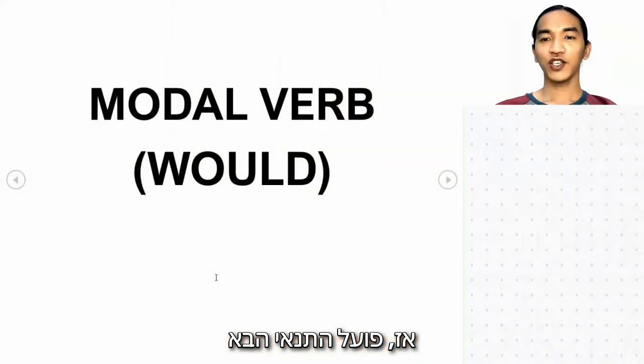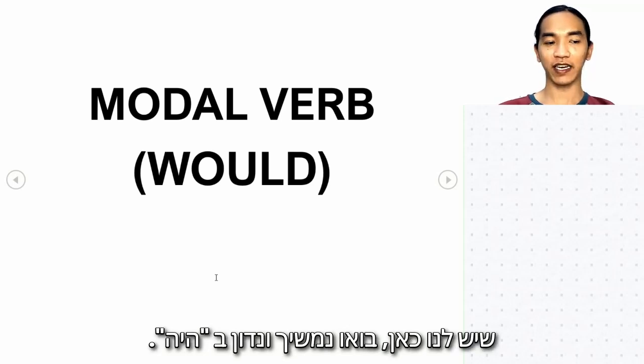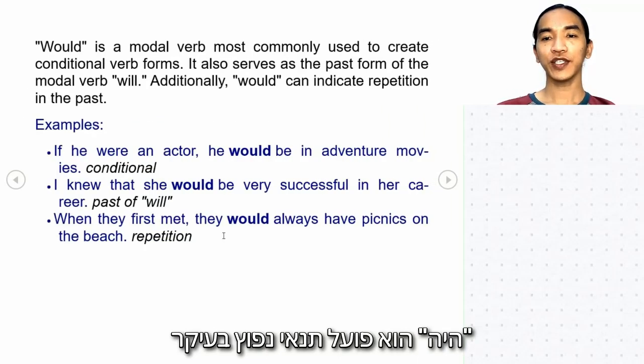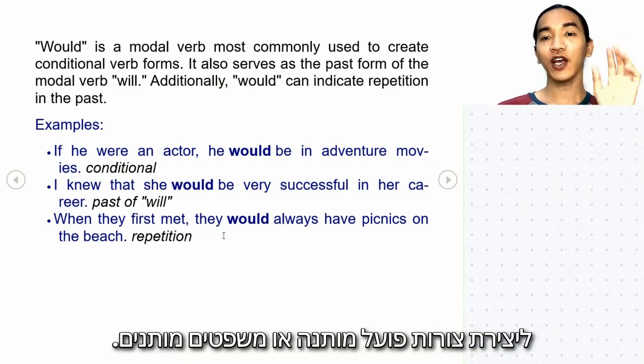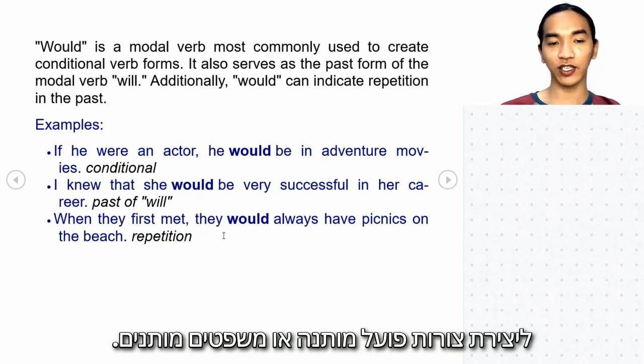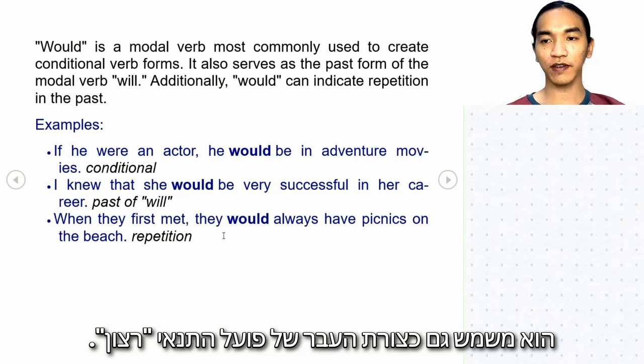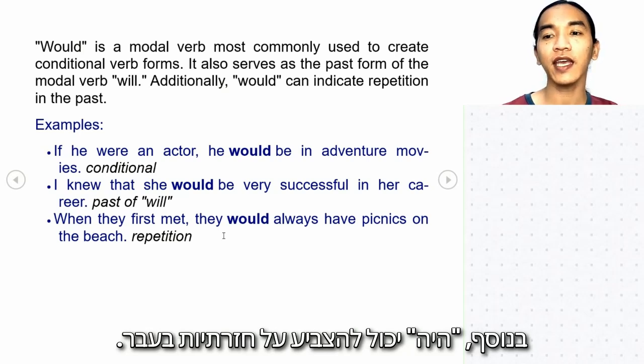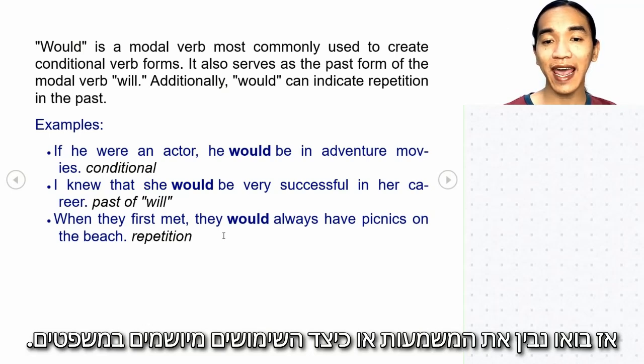Let's go. So for the next modal verb that we have here, let's go ahead and discuss would. Okay? So would is a modal verb most commonly used to create conditional verb forms or conditional sentences. It also serves as the past form of the modal verb will. Additionally, would can indicate repetition in the past. Okay, so let's understand the meaning or how the usages are applied in sentences.